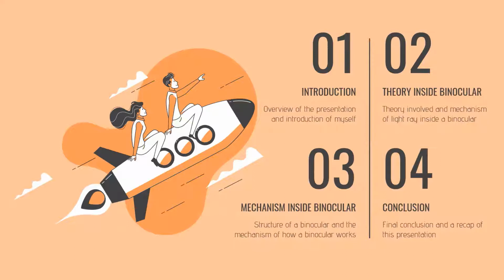And then we will take a look at the theory inside a binocular. What is the theory involved and what is the mechanism of light rays inside a binocular? And then we will see the structure of a binocular, and the mechanism of how a binocular works. And then we will take a quick recap of this presentation and make a final conclusion.